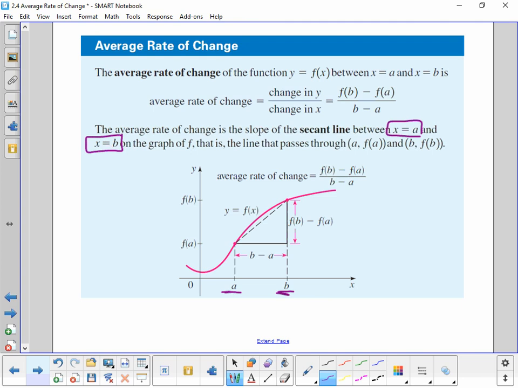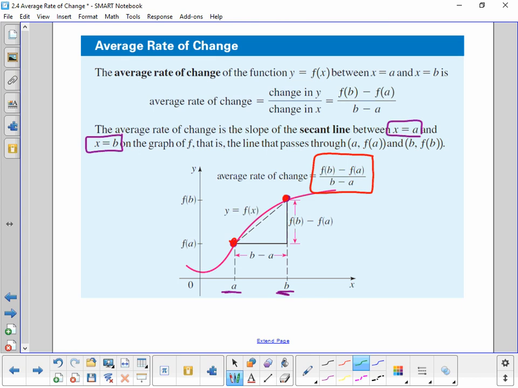And what we're interested in knowing is what the slope is between those 2 points on the graph. And the equation looks like this: f of b minus f of a over b minus a. Now that equation probably doesn't look very familiar to you. It's written in function notation, so it's saying the value of the function at the x value b, subtract the value of the function at x value a, and divide that by b minus a.